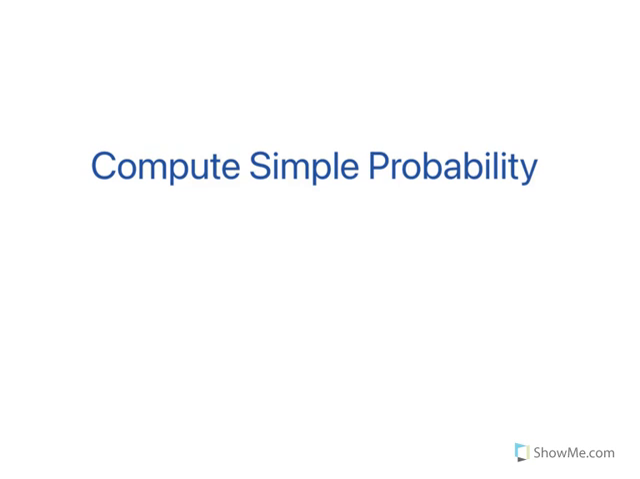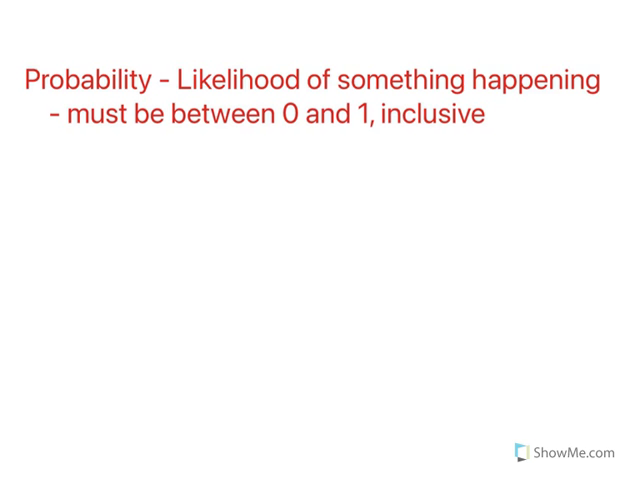Compute simple probability. When we're using simple probability, we're talking about using totals, the entire piece of what we have. We're not doing anything fancy, just using totals. So let's talk about what probability means. Well, the probability is the likelihood of something happening.